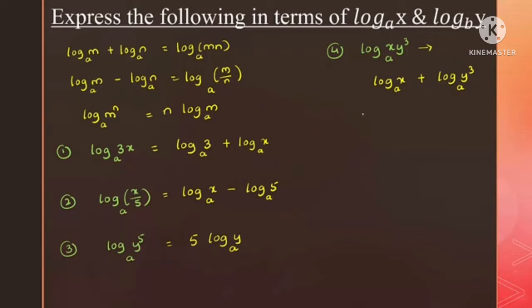And then it can be written as log x to the base a, keep as it is, plus. Now this is log y raised to 3 to the base a. Here we can use the third rule of logarithm. So we can write it as 3 times log y to the base a. Is it clear? Here we used both the first and the third rule. Right? Now come to the next problem.